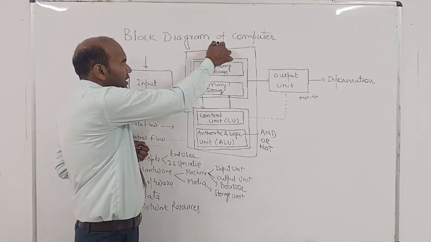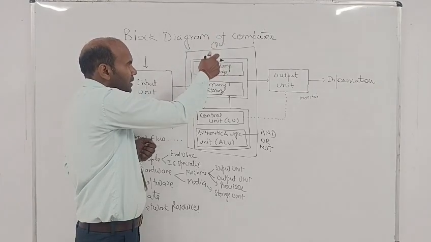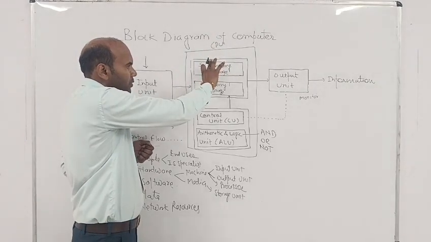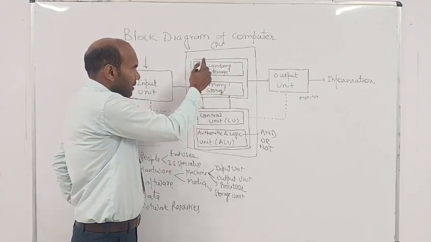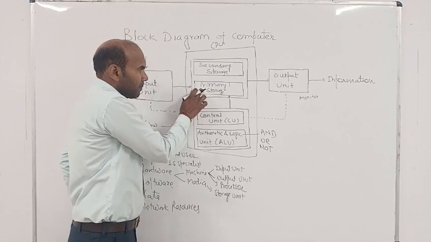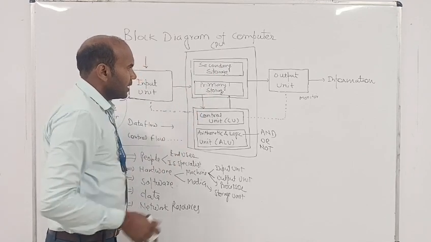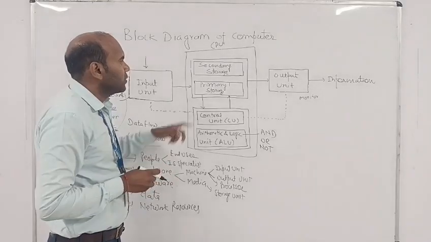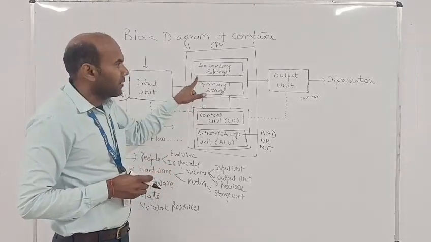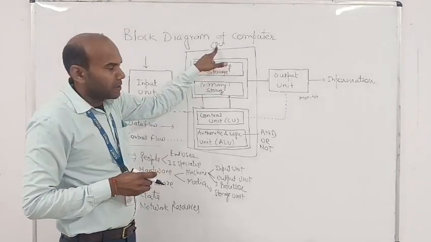This is the central processing unit, and these are the components of the CPU. This is the storage unit: secondary storage, which is the permanent storage, and primary storage. Basically, in terms of storage, the storage unit stores the data for further CPU processing.